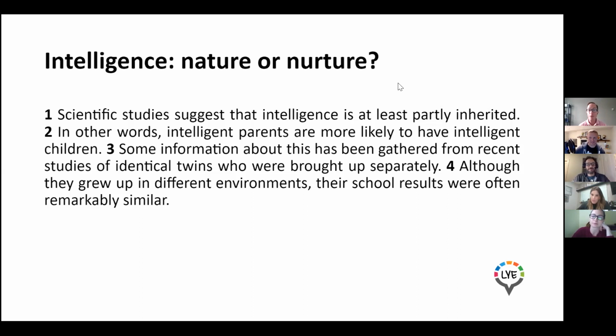But yeah, if we look at sentence 3, how does it end? Well, it ends with us talking about where this information came from, and it came from identical twins who were brought up separately. So because it ends with that, the next sentence must begin with a reference back to that. So it says, although they grew up in different environments, their school results were often remarkably similar. And again, we're beginning with the known information, the theme, and we're finishing with the comment, or the rheme.